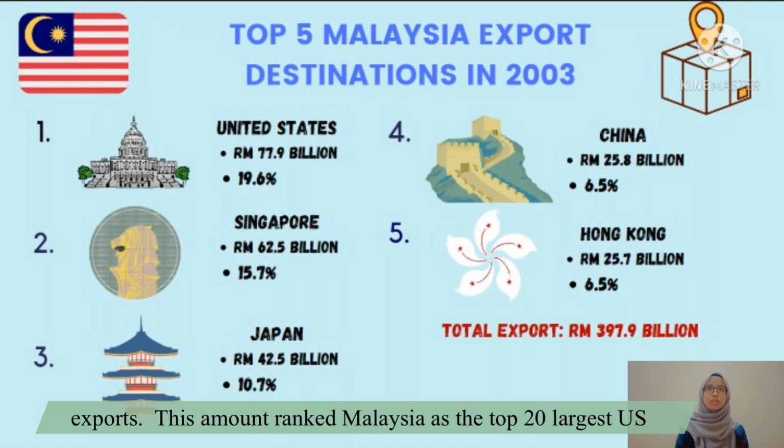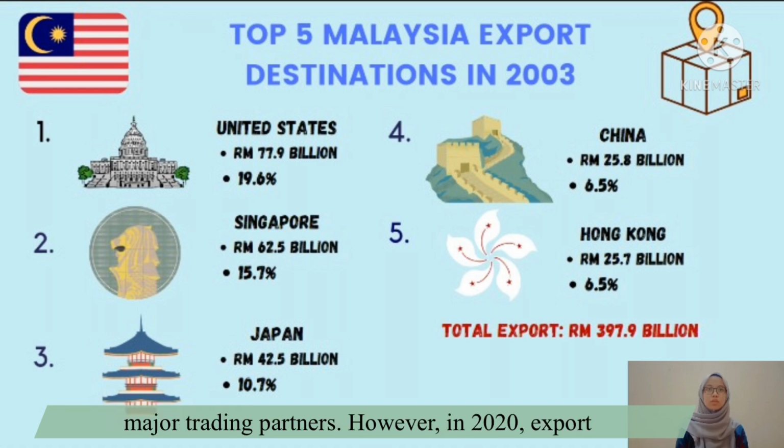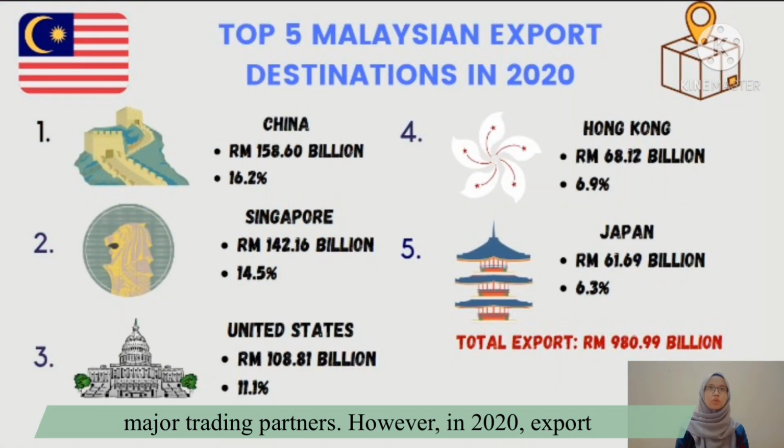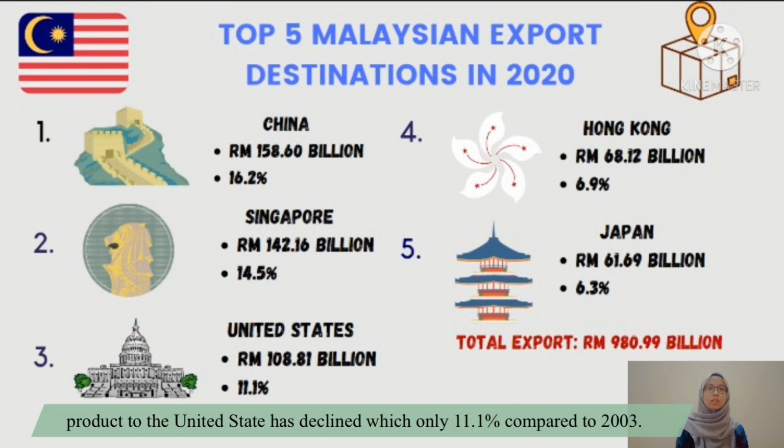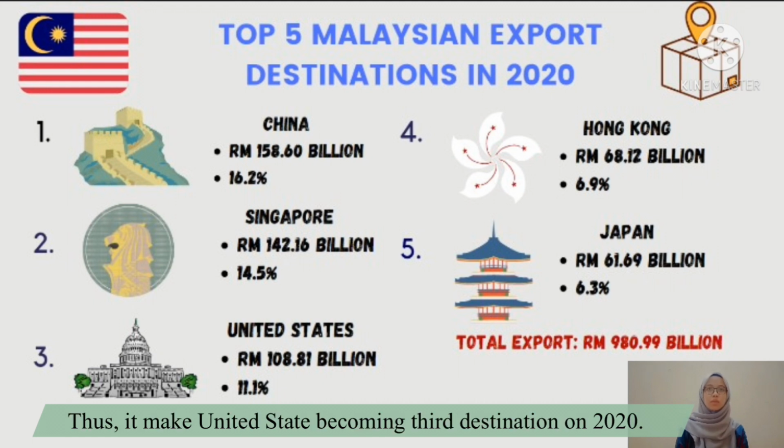This amount ranks Malaysia as one of the top 20 largest US major trading partners. However, in 2020, export of products to the United States has declined, which is only 11.1% compared to 2003. Thus, it made the United States become the third destination in 2020.